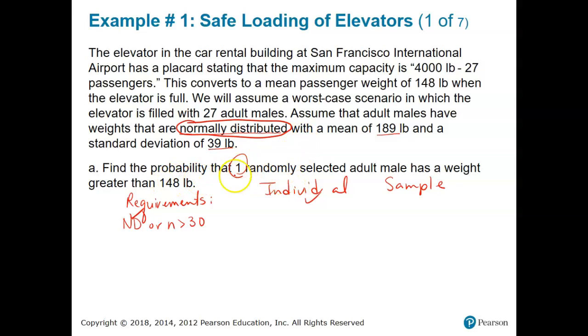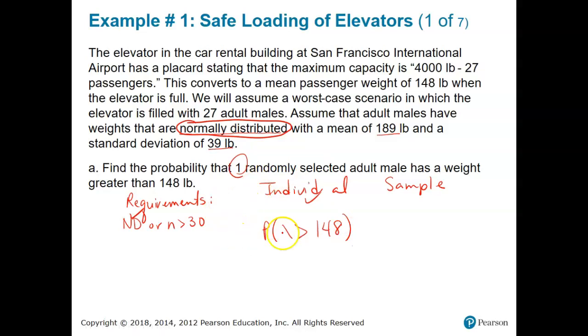Because it's just one, we're not really going to change how we do this from how we've been doing it in section 6.2. I want to find the probability that that one male has a weight that's greater than 148 pounds.